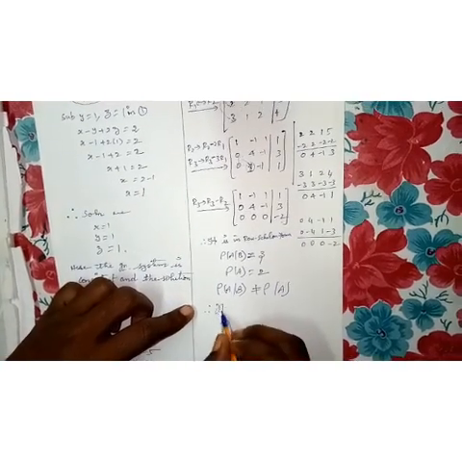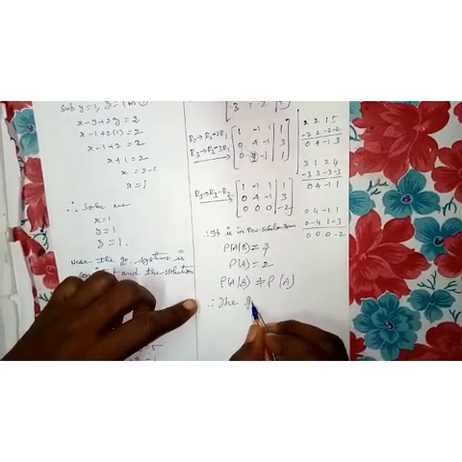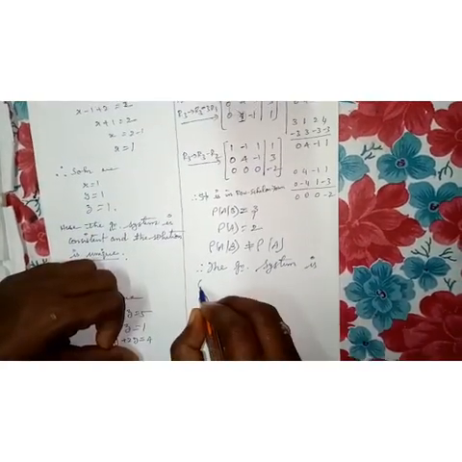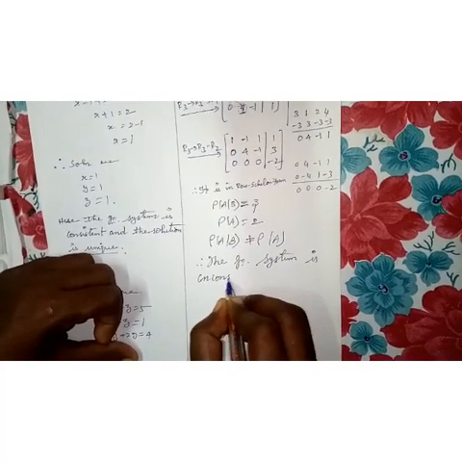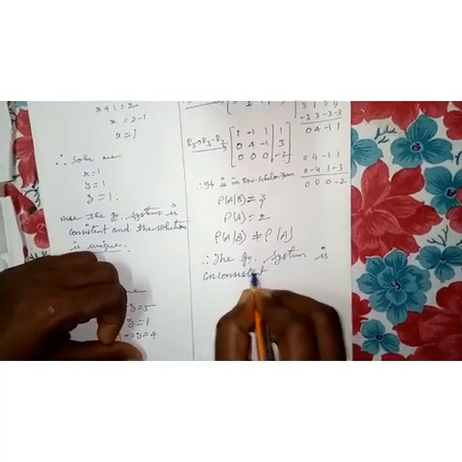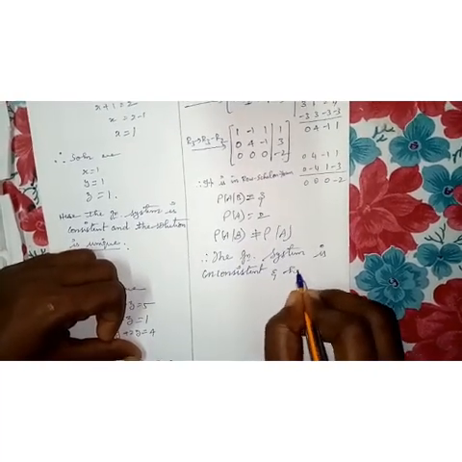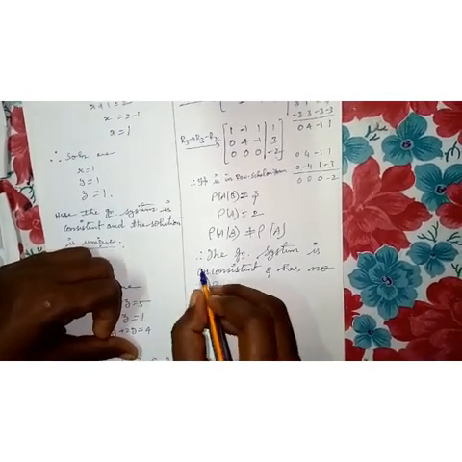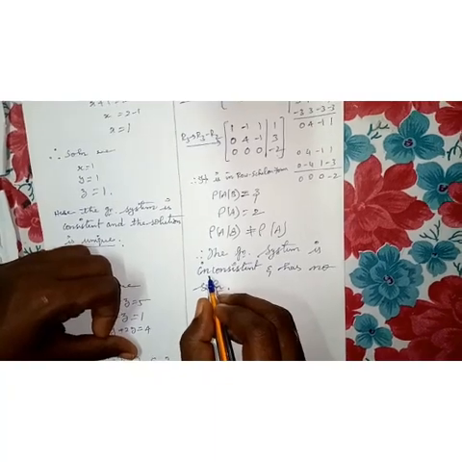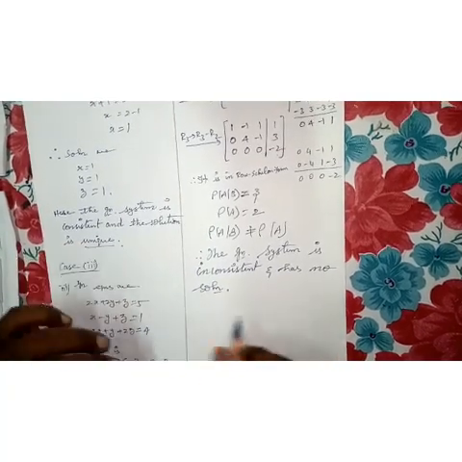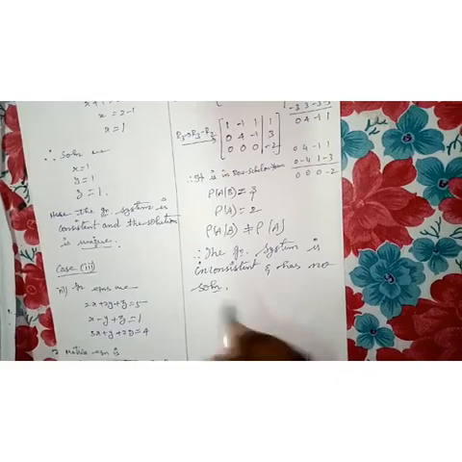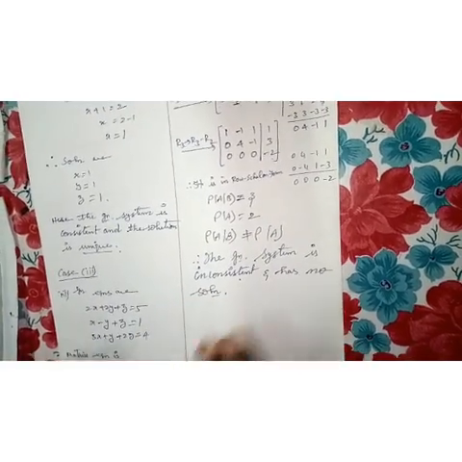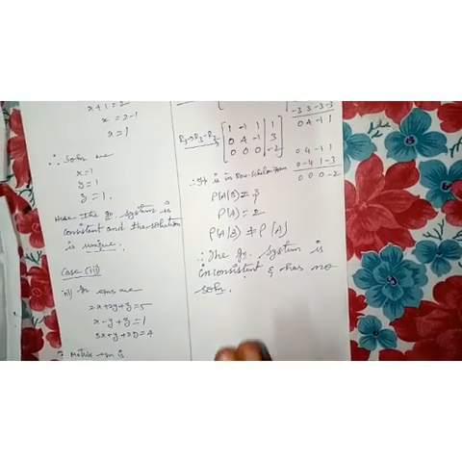Therefore the given system is inconsistent and has no solution. What is the meaning of inconsistent? We cannot find any solution. That's all. No need to find any answer, because inconsistent, no solution means the sum is over. No need to find any value of x, y, z.